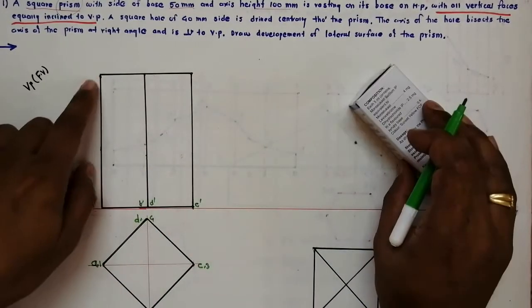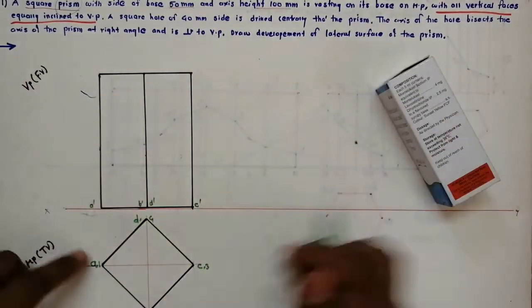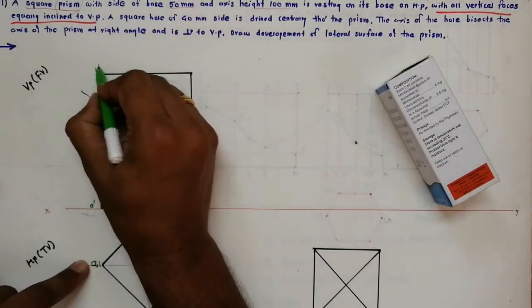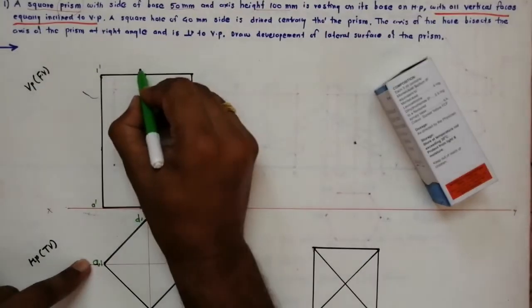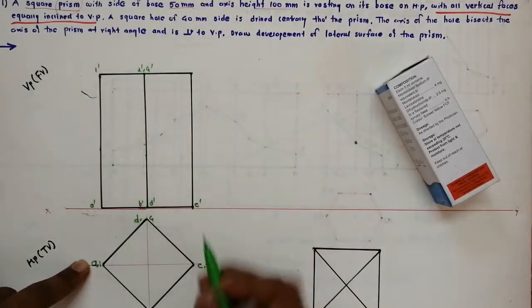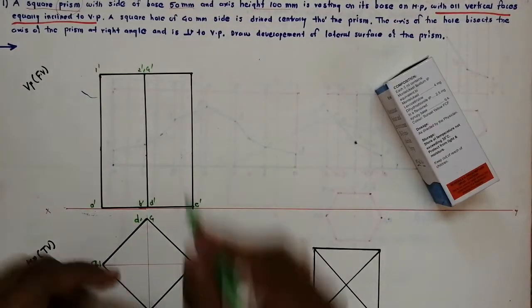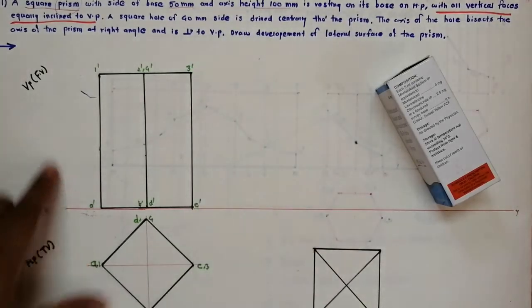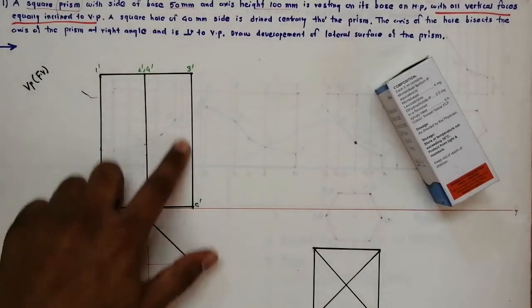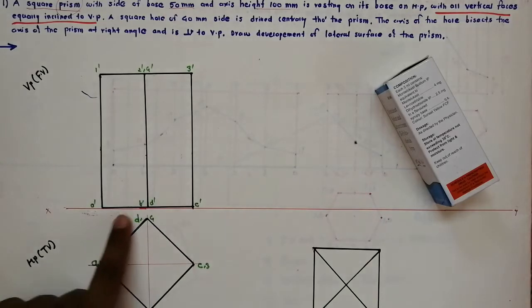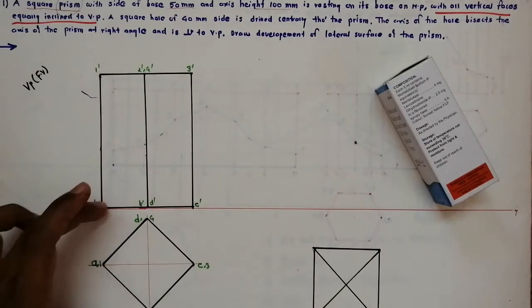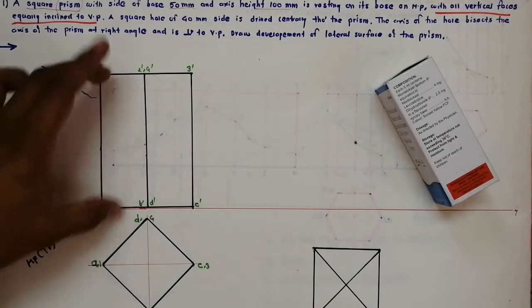Now the square at the top. This line represents the square at the top. So the nomenclature is: this is 1 dash, this is 2 and 4, this is 2 comma 4, and this is 3, this is 3 dash. So the front view is denoted with a dash and the top view without a dash. Okay, so this is the standard used for constructing the top view and the front view.